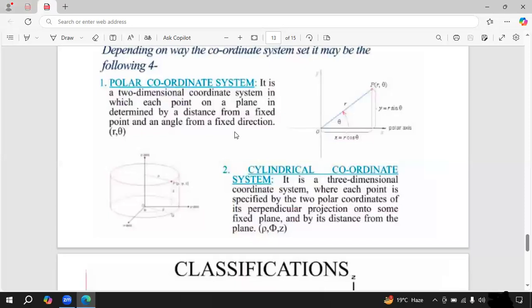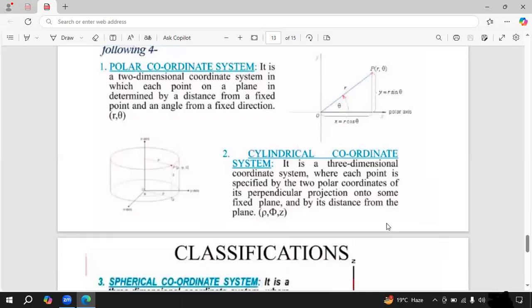Whereas the cylindrical coordinate system, first of all, is a 3D coordinate system, where each point is specified by two polar coordinates and its perpendicular projection onto some fixed plane by its distance taken from that plane. So two angles and one linear distance.